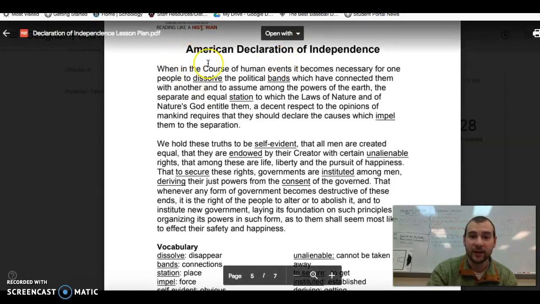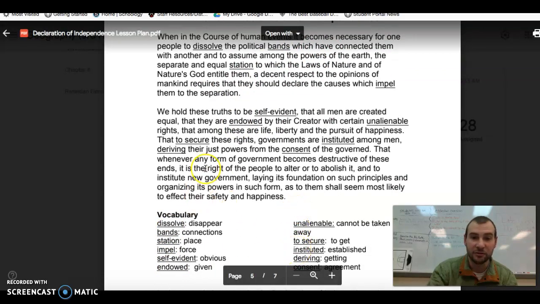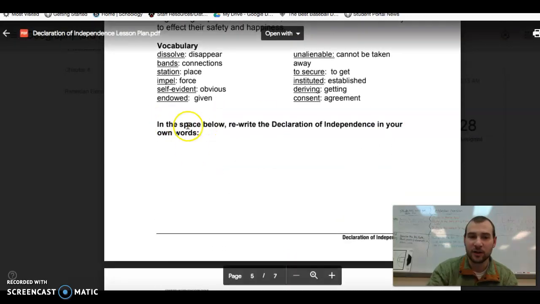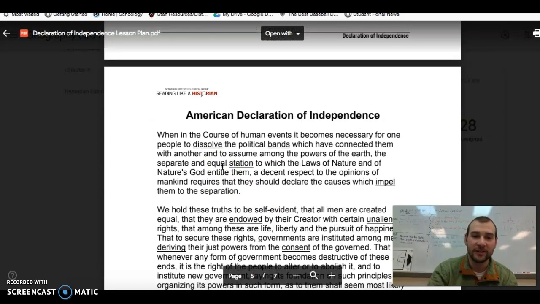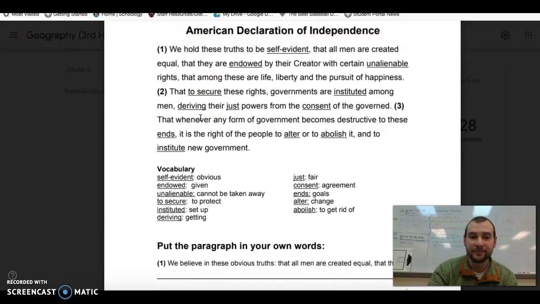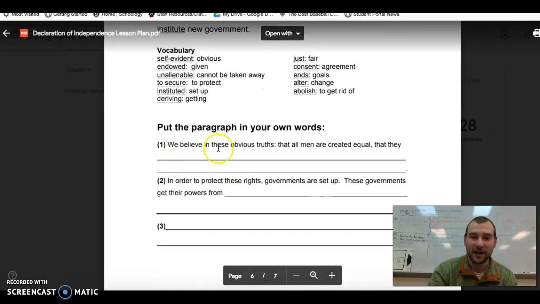And then this one lays out a summary of the Declaration of Independence. They got some vocab here to help you out because, again, this was written a long time ago. Once you get to this part right here, just type it out. You're basically going to rewrite the Declaration in your own words. So read that and summarize it in your own words and type that out for that one.